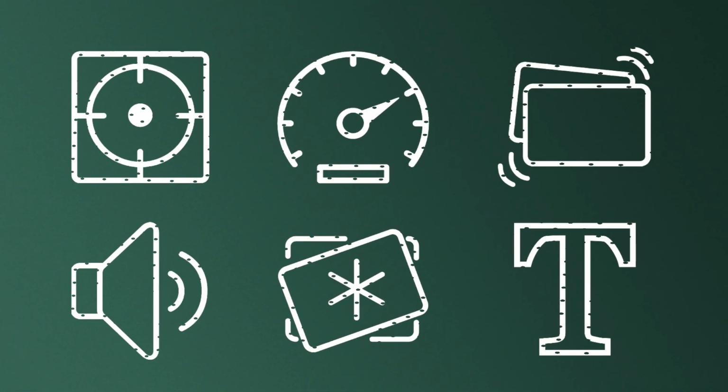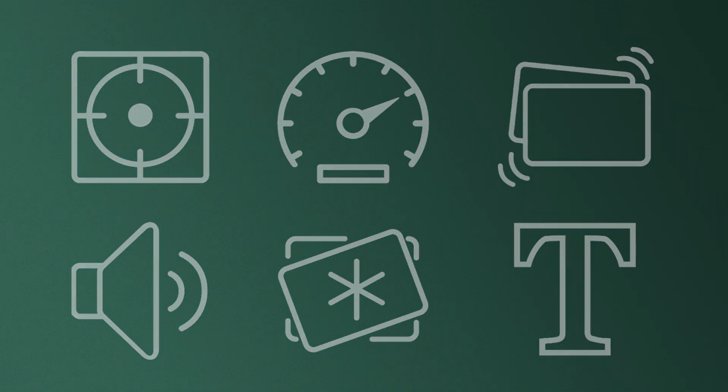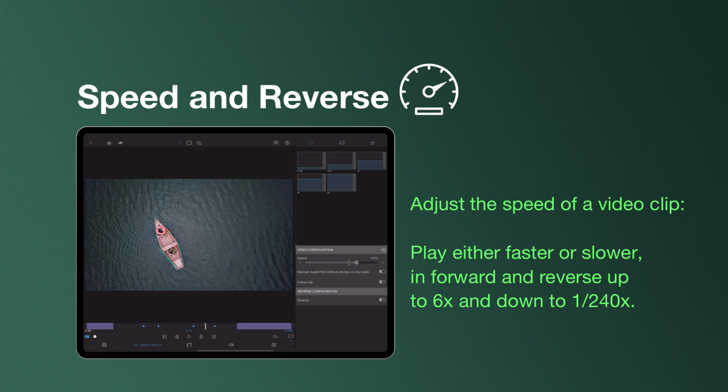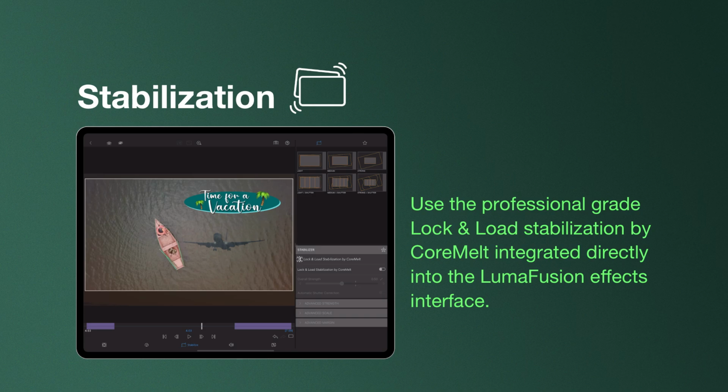LumaFusion has 6 clip editors that enable you to edit your media in different ways. Frame and fit to change the position and add motion to your media. Speed and reverse to adjust the speed of a video so it plays faster or slower. Stabilization to make handheld shaky videos a lot smoother.